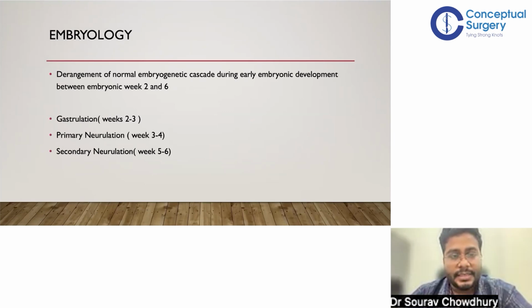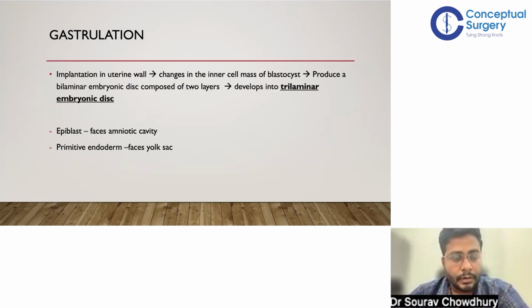There are three stages by which neural tube formation occurs. The first stage is gastrulation, which occurs from week 2 to 3. The second stage is primary neurulation, which occurs from week 3 to 4. And the third stage is secondary neurulation. These are the stages which will take us through the development of the spinal cord. Any problem with any of these stages during development can lead to different sorts of neural tube disorders or defects. So the first stage is gastrulation.